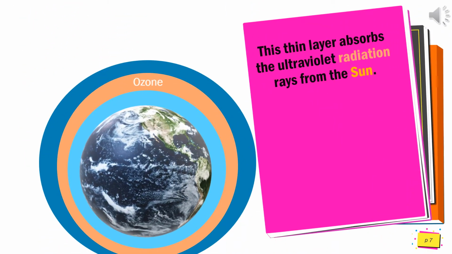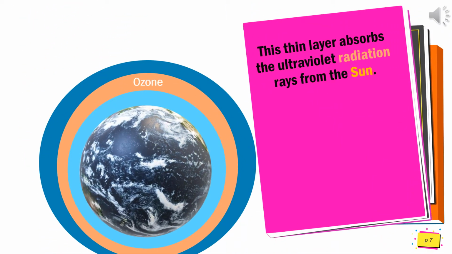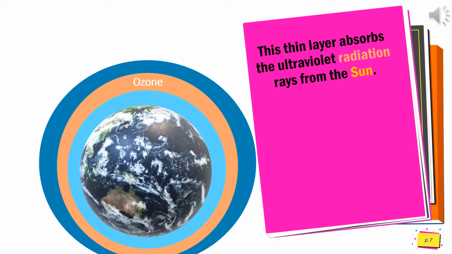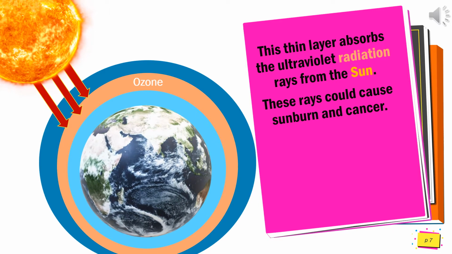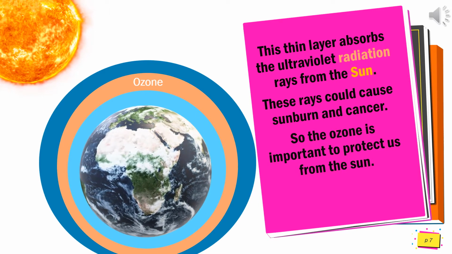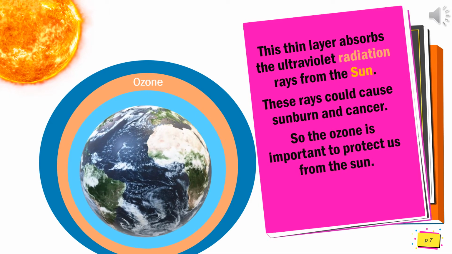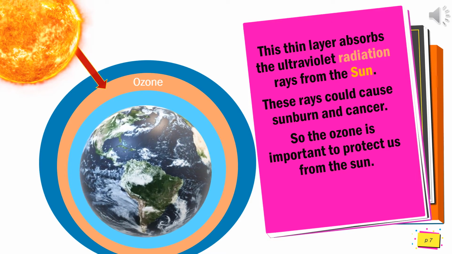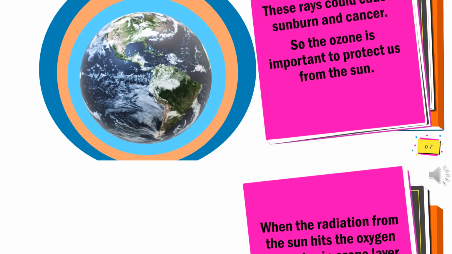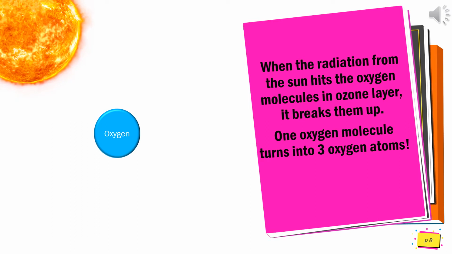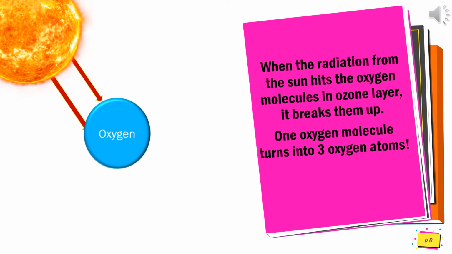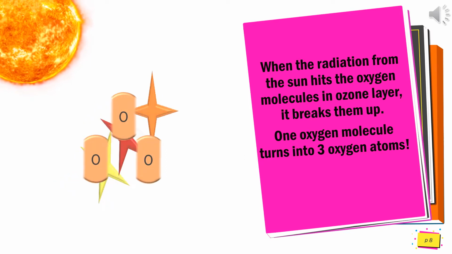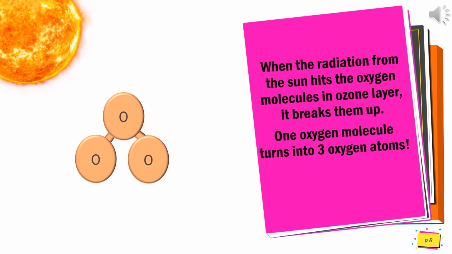The ozone is a thin layer that absorbs the ultraviolet radiation rays from the sun. These rays could cause sunburn or even cancer, so the ozone is very important to protect us from the sun. When the radiation from the sun hits the oxygen molecules that are in the ozone layer, it breaks them up. One oxygen molecule turns into 3 oxygen atoms.